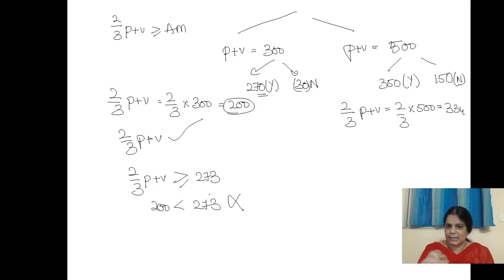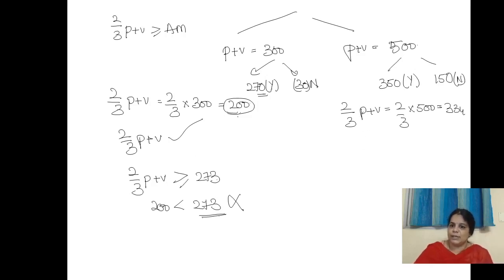Please understand carefully. 2/3 present and voting alone, when I consider, I should get at least 200 people to say yes. Actually, 270 people said yes, but 200 is much less than 273. Therefore, it cannot be approved. You need at least 273 as the benchmark. When you calculate 2/3 present and voting, you should get at least 273. That is the reason why it is not approved.